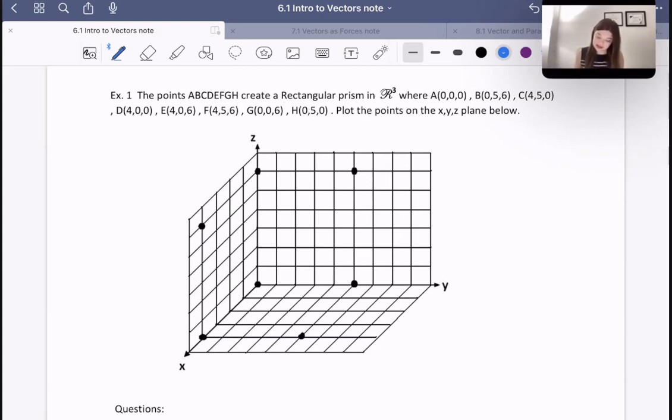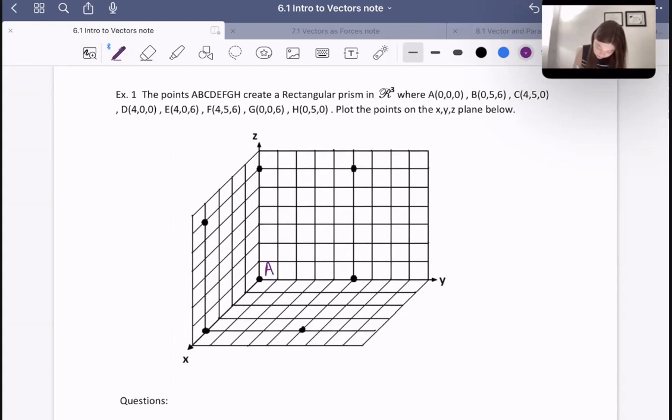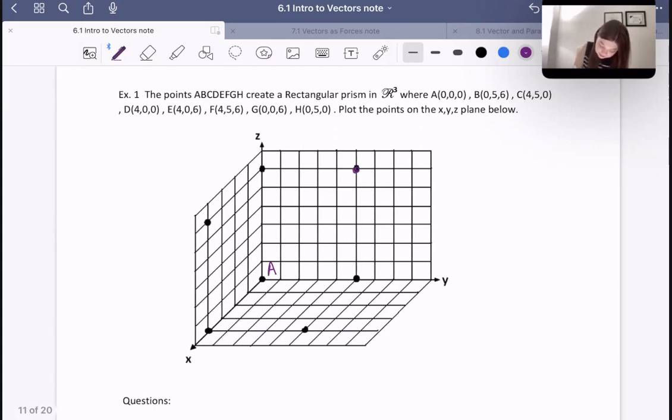So it said A was (0, 0, 0), so that's pretty easy. A, I'll do it in purple this time. A would just be this one, right? (0, 0, 0). B is (0, 5, 6). So 0 for X, then we go 5 over this way, and then 6 in the Z direction. So we get this one. It's the same way we've always plotted points, it's just that there's a third dimension. The first number is X, the second is Y, and the third is Z. So this is B right here.